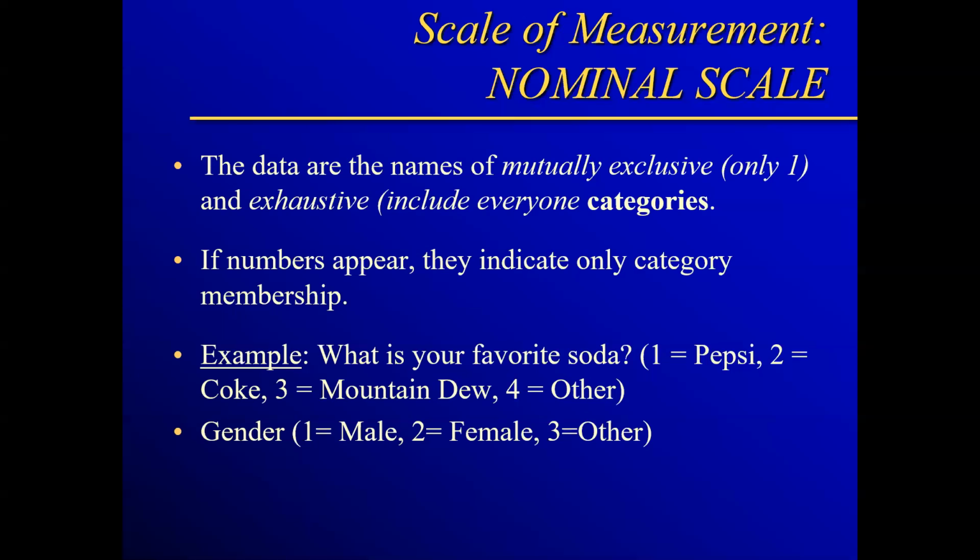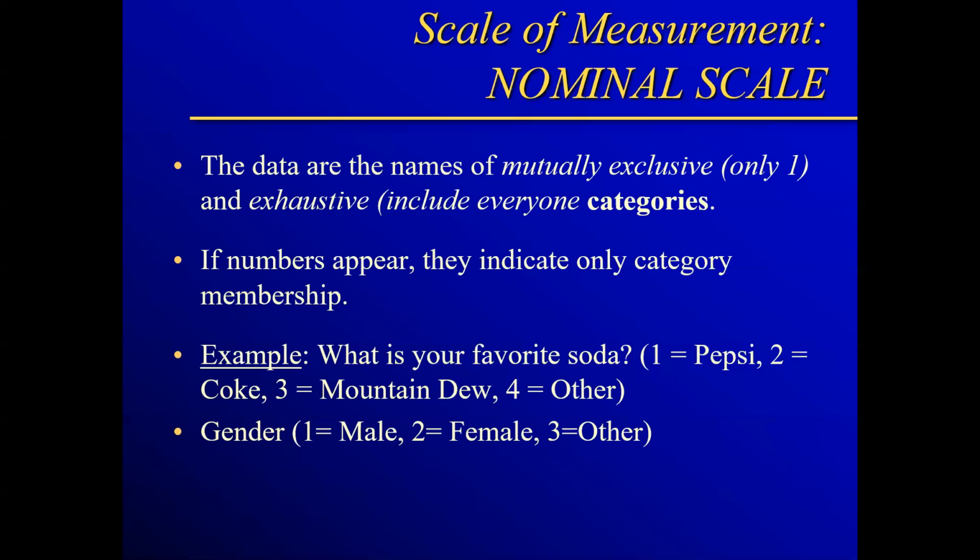So let's jump all the way up to that first bullet point. The key requirement of a nominal scale is that the categories you can choose from are mutually exclusive and exhaustive. So what does that mean? Mutually exclusive means if I'm a participant, I can only choose one. What is your favorite soda? I can only choose between one of those options. You can only have one favorite. It can only be Pepsi, Coke, Mountain Dew, or other, because maybe it's Dr. Pepper, and you would choose other.